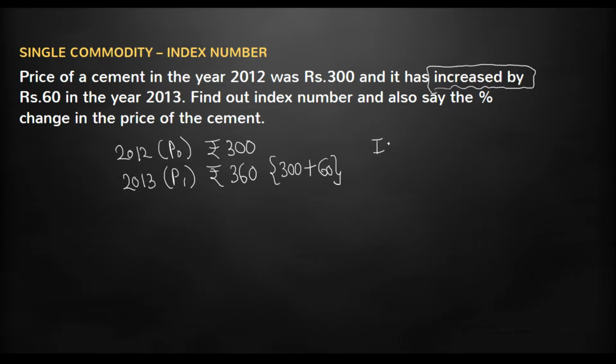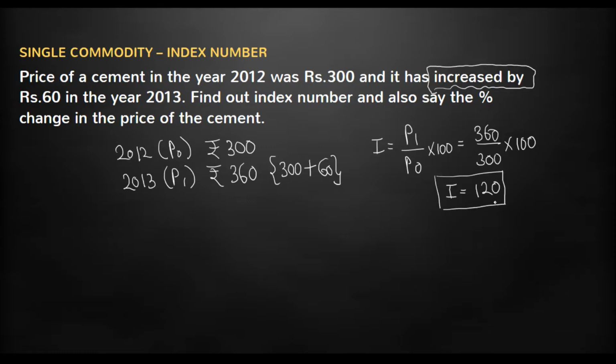Let us find out index number. Index number's formula is P1 upon P0 into 100. So this will become 360 divided by 300 into 100, and this will give me index number of 120. So 120 is my index number here. Mind well, do not put any unit after index number.